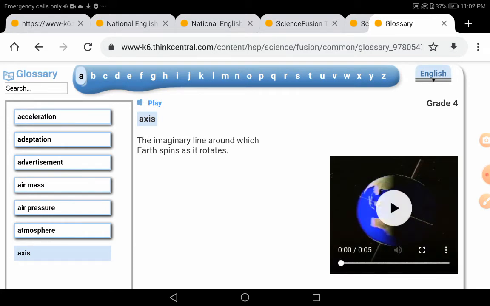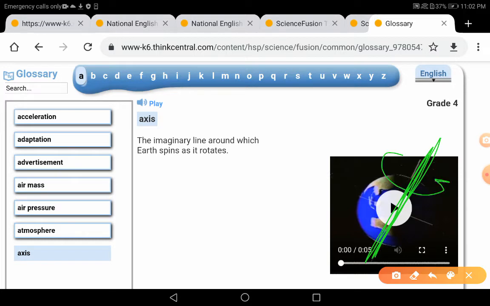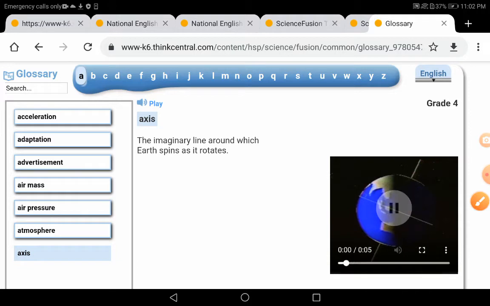Axis. The imaginary line around which Earth spins as it rotates. This is the imaginary line, the axis, which Earth spins on as it rotates. Rotates means to move on its axis. Okay, let's see the video.